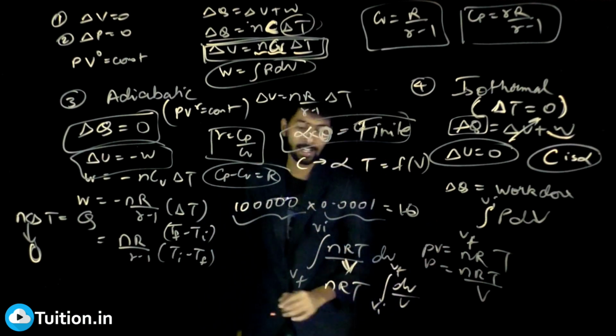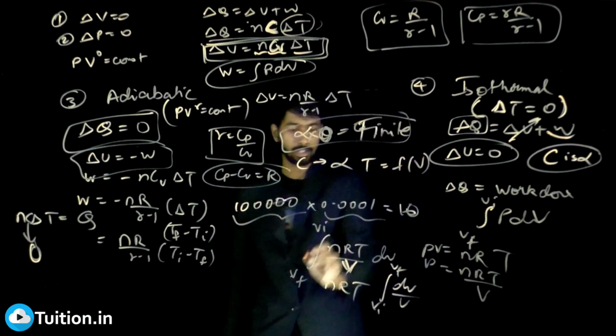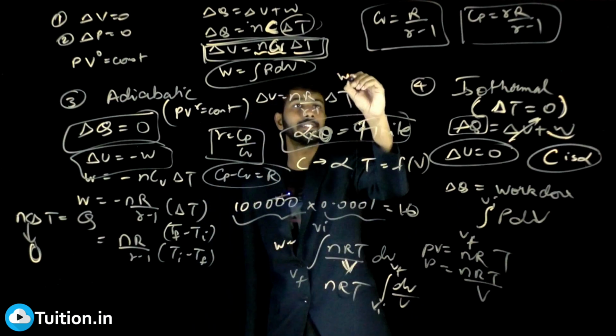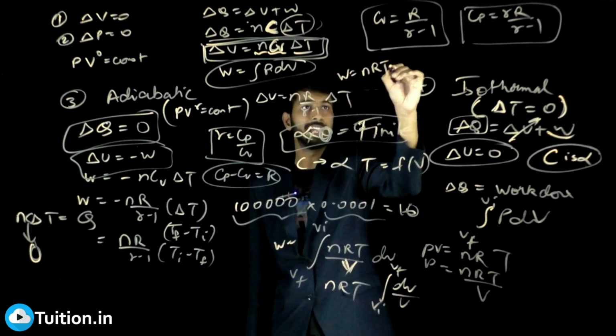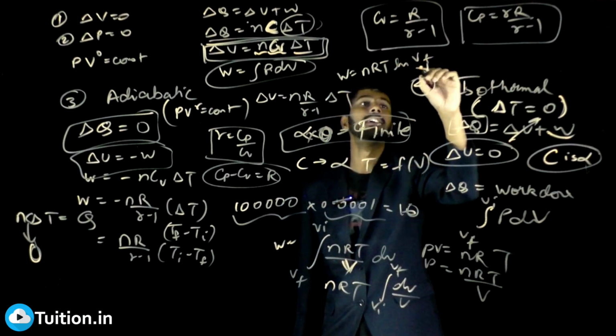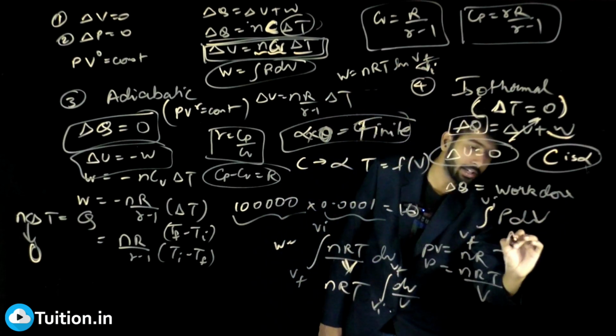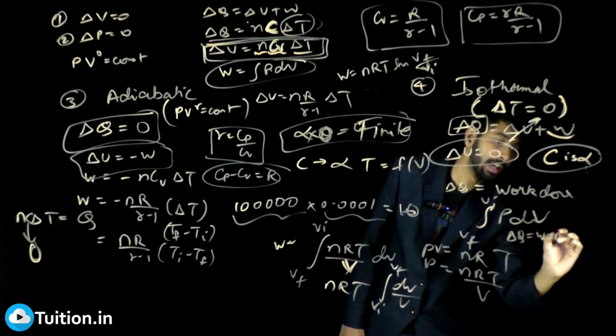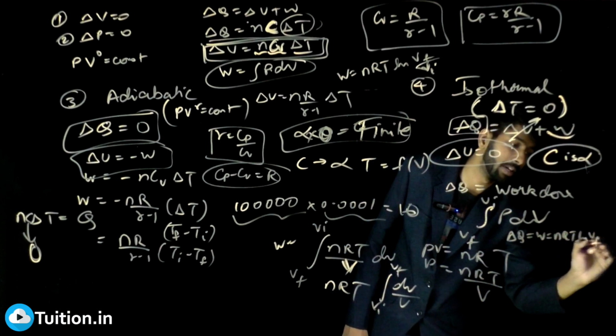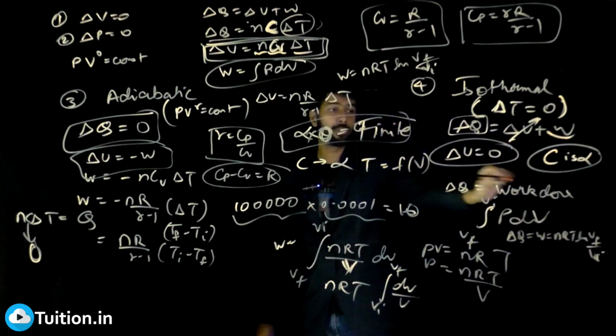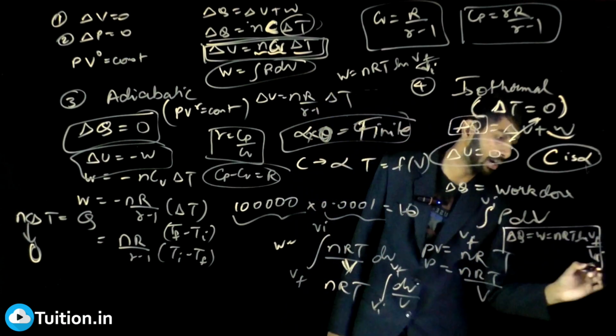from Vi to Vf, and then I can say that this was work done. So work done is nothing but nRT ln Vf by Vi. So delta Q, which is your heat, is equal to work done, which is equal to nRT ln Vf by Vi. You're supposed to remember this formula, and you're supposed to remember how it has come.